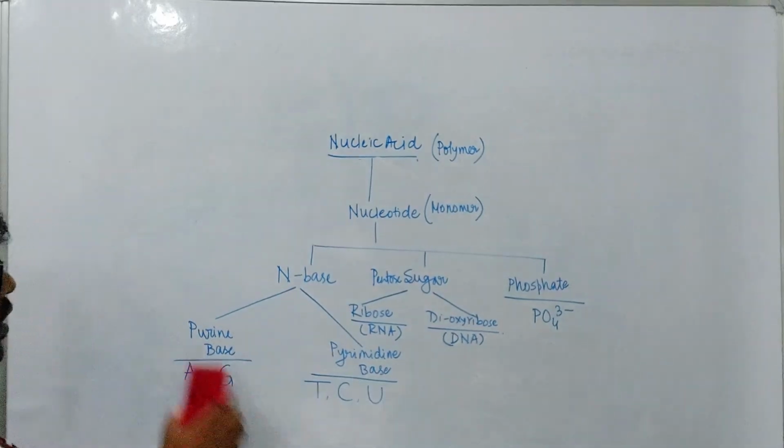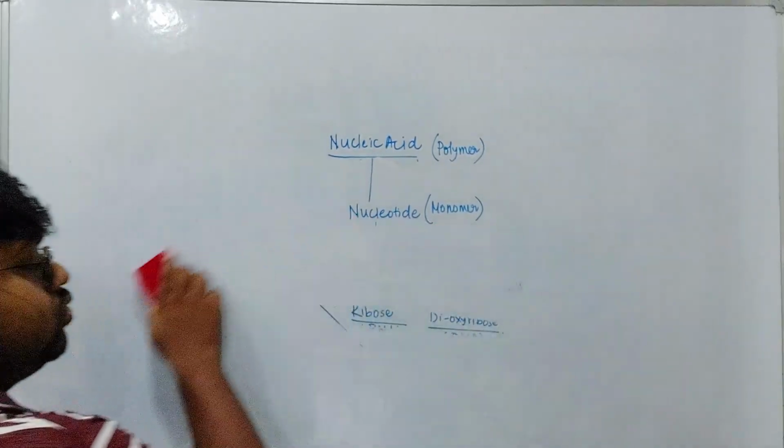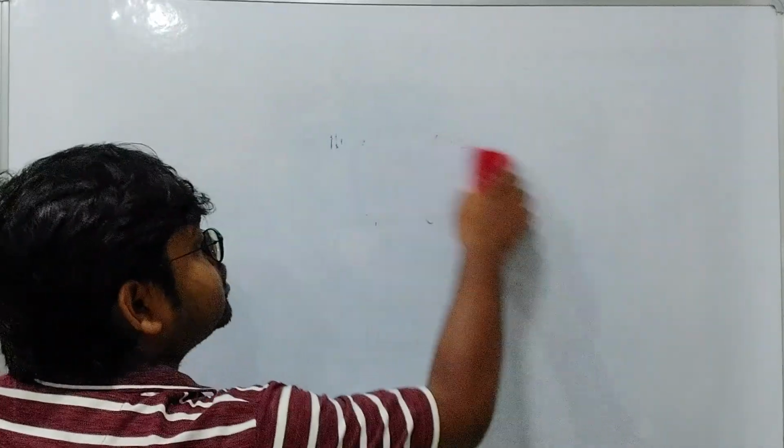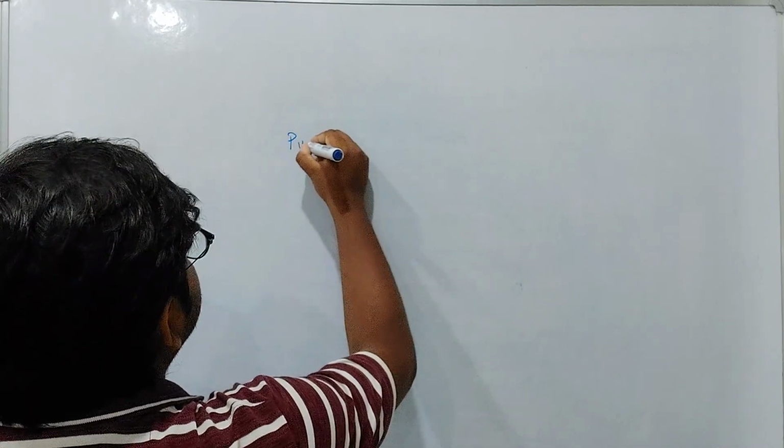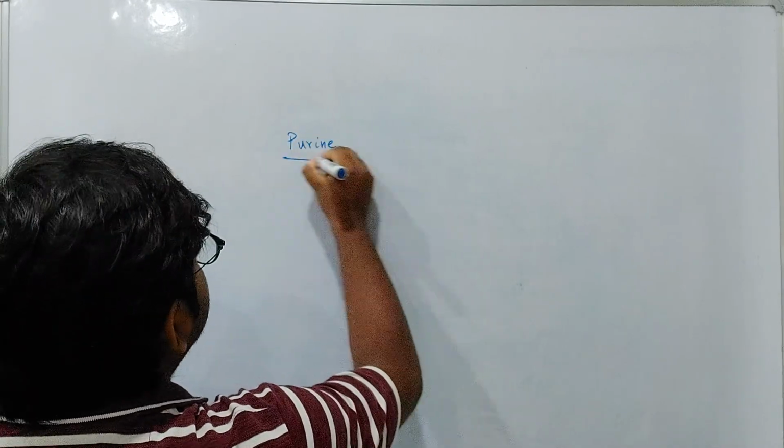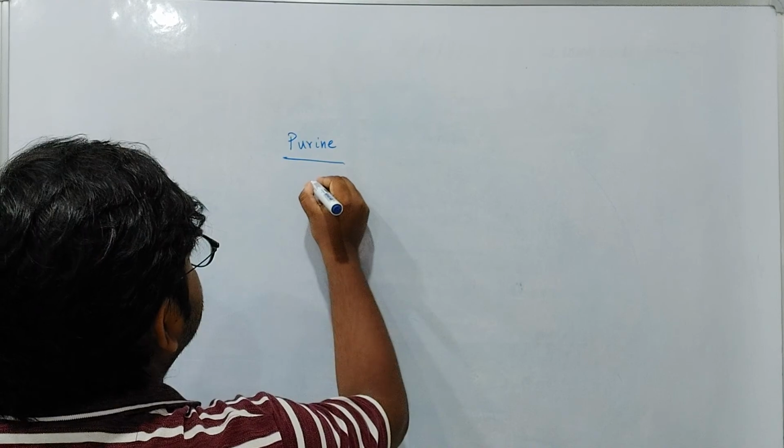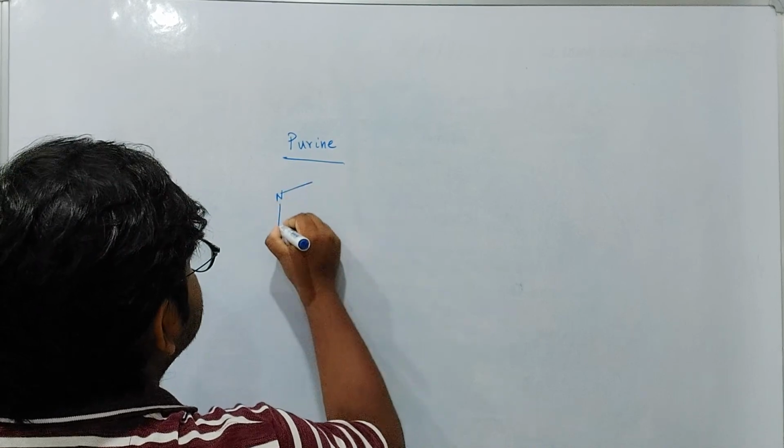So one by one. First of all, two types of bases. One is purine, another one is pyrimidine. So how does a purine base look like? This we need to know. So purine. This is the structure of a purine base.